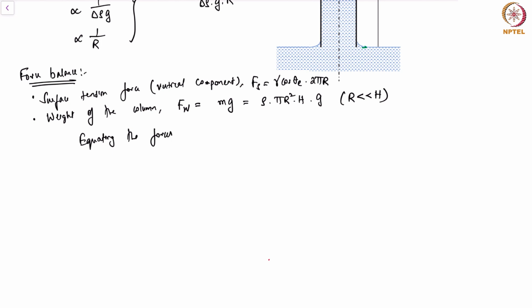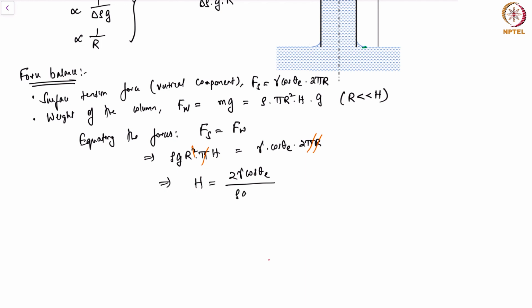Equating the forces will simply give us Fs is Fw, or rho r squared pi h times g will be gamma times cos theta e times 2 pi r. A few things get cancelled out. Pi straight away cancels out. One r also cancels out. I wrote g twice here, sorry about that. And finally I get the height h to which the fluid rises will simply be 2 gamma cosine theta e by rho g r.